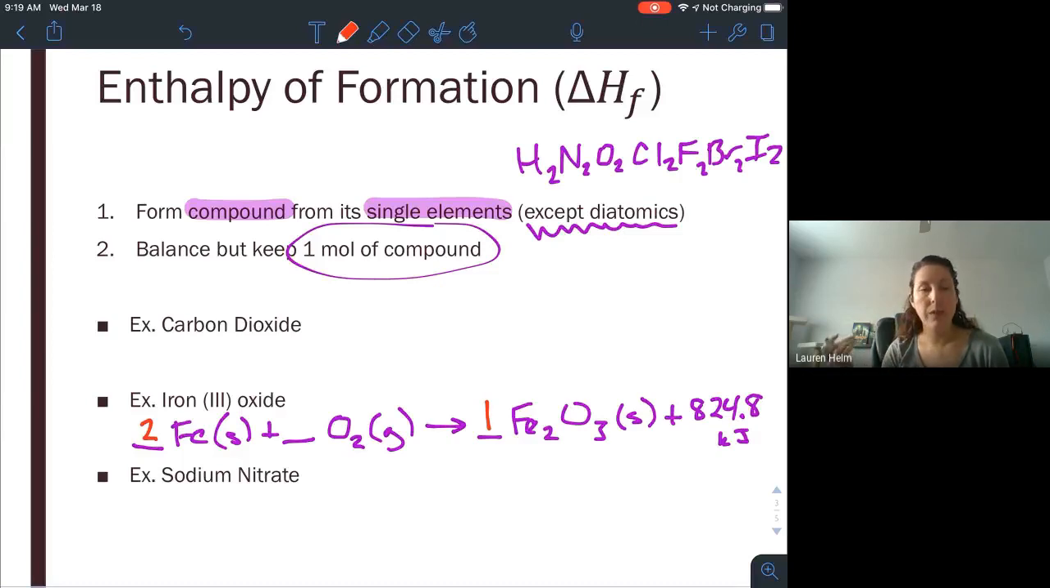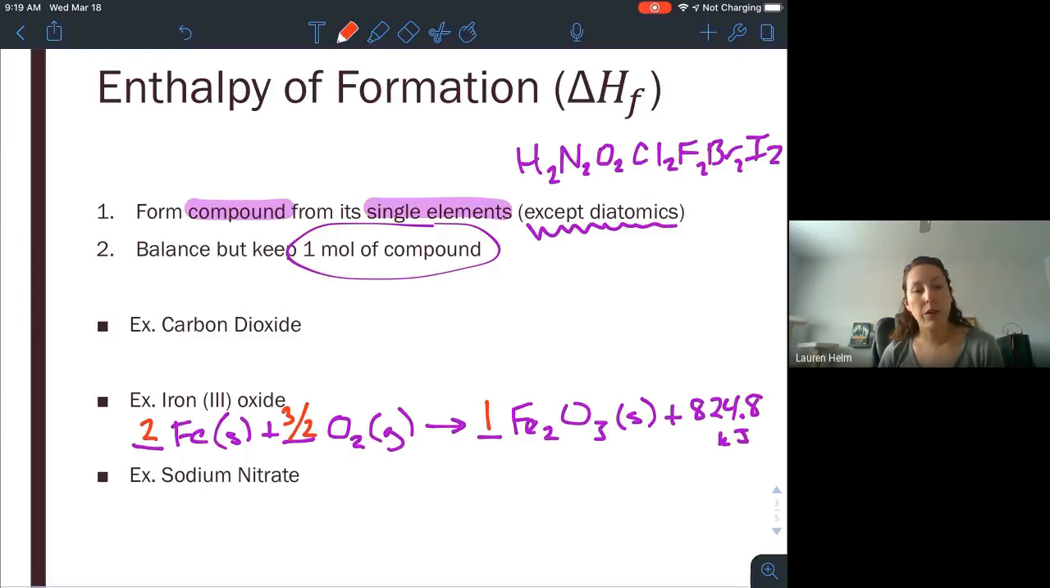How the heck? Oh, here's what we do. I need 3. I have 2. 3 halves. The 2's cancel, and now I have 3 oxygens on each side. So I know it's a little weird to think about using fractions because you could never do that before, but it's because we have this rule that we must have 1 mole of the compound because our enthalpies are proportional to the number of moles, and they're all written assuming we have 1 mole of that compound.